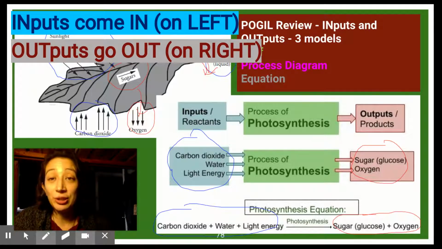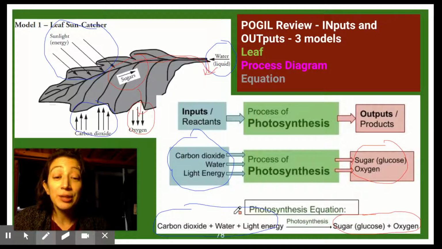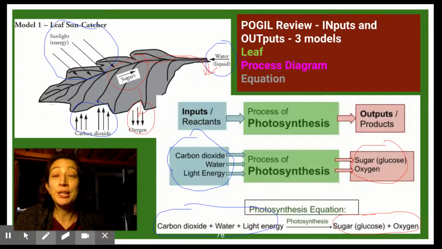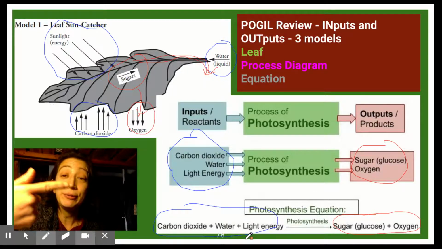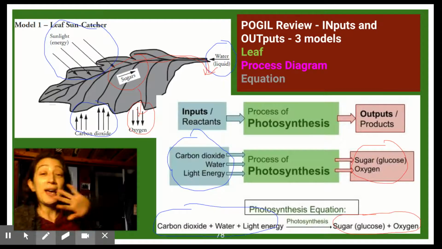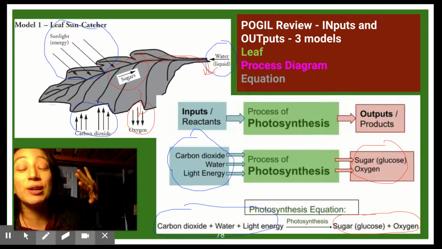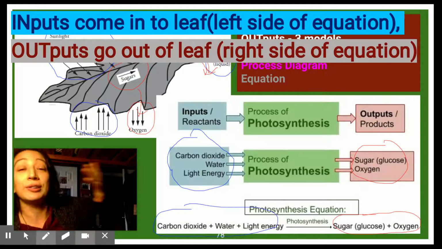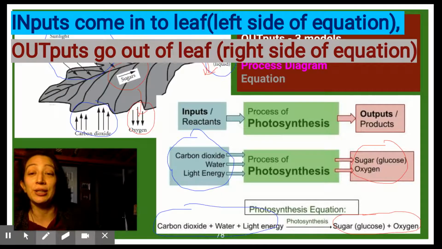We just want to make sure you get that this equation right here is representing what is happening actually inside the leaf. And again, this leaf is also a picture of a model. This is happening in a real tree. So it's important that we understand what this equation represents. Inputs come into the leaf. That's what it's representing. Photosynthesis in the leaf. Outputs go out of the leaf, and they're on the right side. Inputs come in on the left side. Outputs go out on the right side of the arrow in the equation.